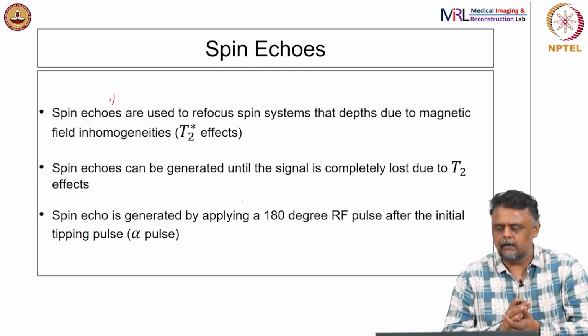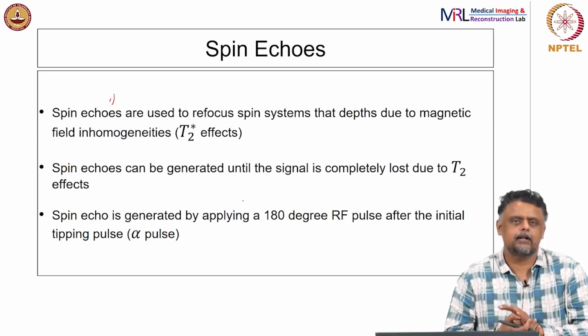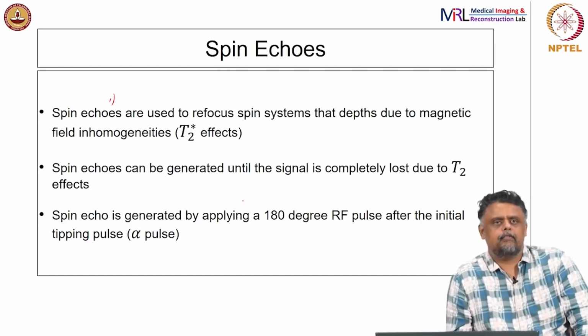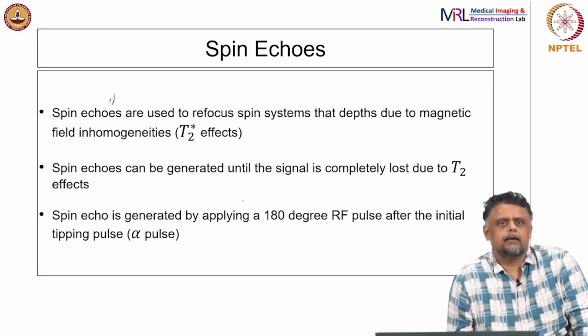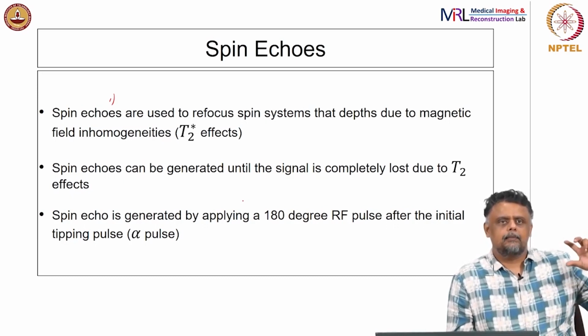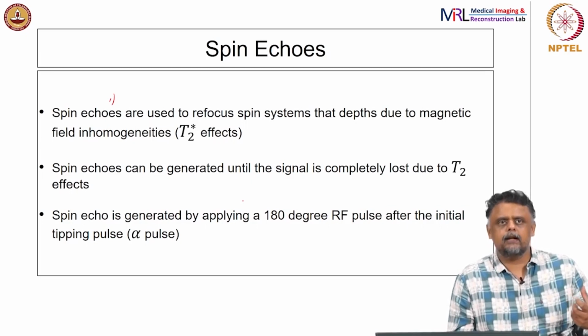Okay, so one of the practical, I would not say commonly used, ways is this. The FID decays rapidly due to different effects. One is the magnetic field inhomogeneities. So, the spin echoes, you can generate these spin echoes till your signal is completely lost due to T2 effects. How do you generate this spin echo? That is what we want to get at.